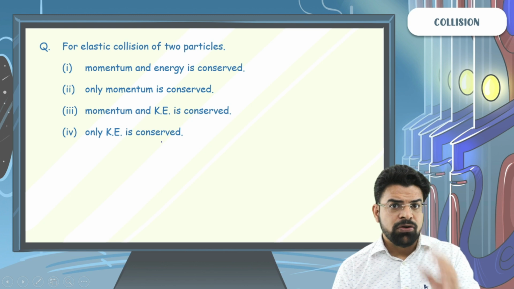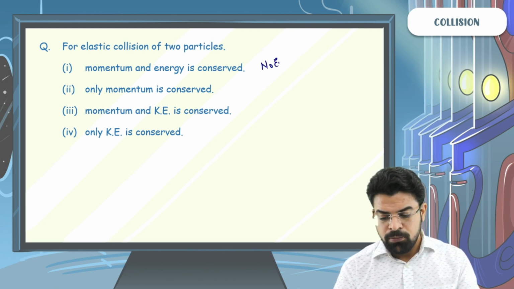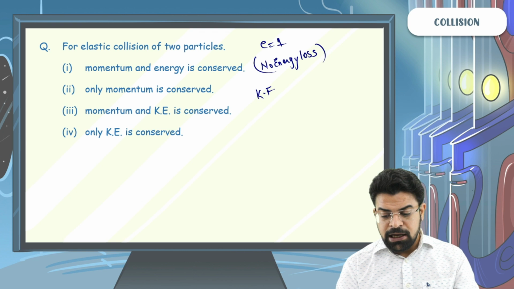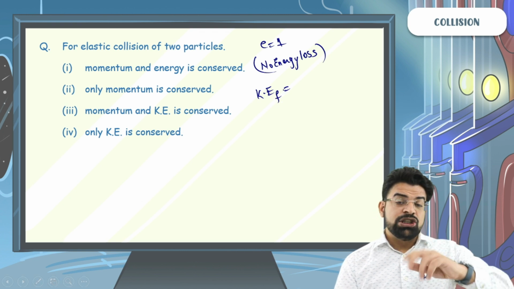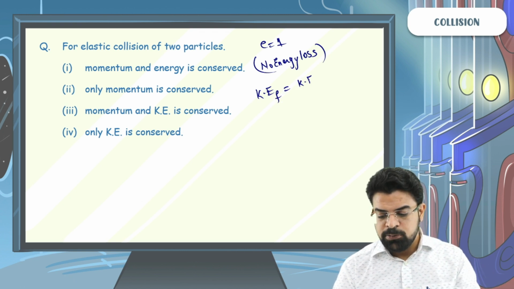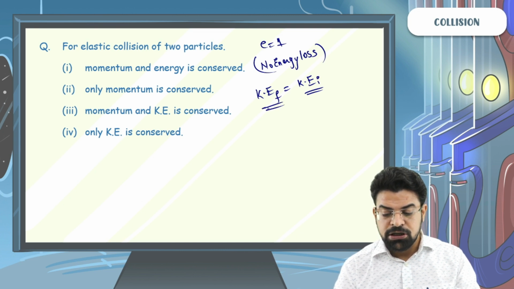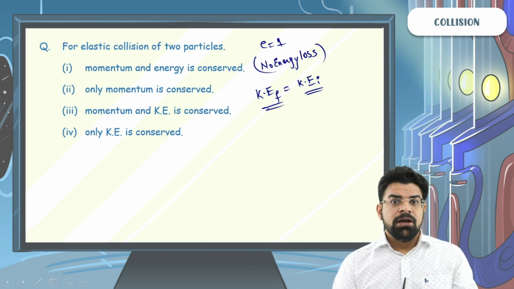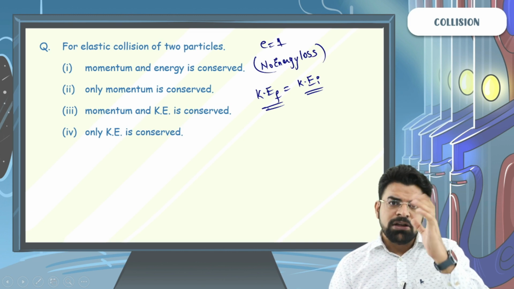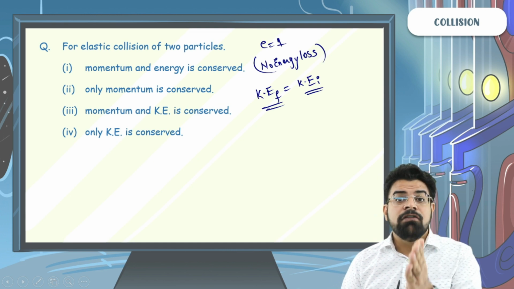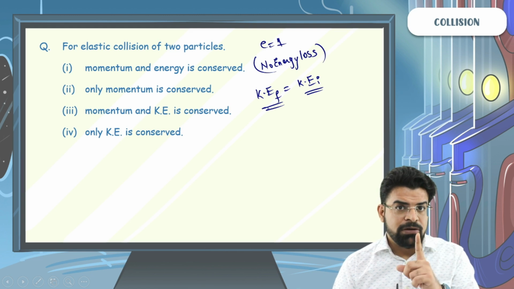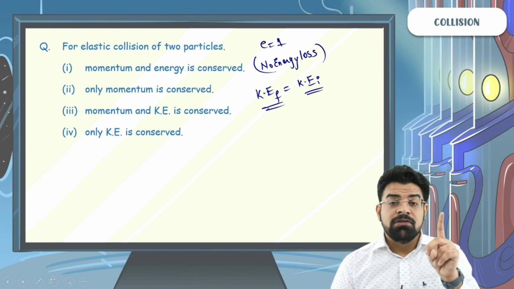For an elastic collision, we say that there is no energy loss. Yes, if E equals 1, there is no energy loss. So we can say kinetic energy after the collision, kinetic energy final, equals kinetic energy before the collision, kinetic energy initial. So if the collision is elastic, E equals 1, then the kinetic energy of the system after the collision is the same as the kinetic energy before the collision. Yes, but you should remember kinetic energy is not conserved in an elastic collision.